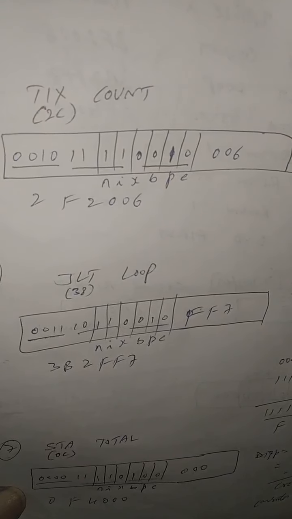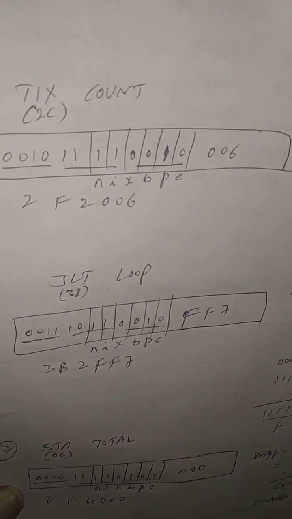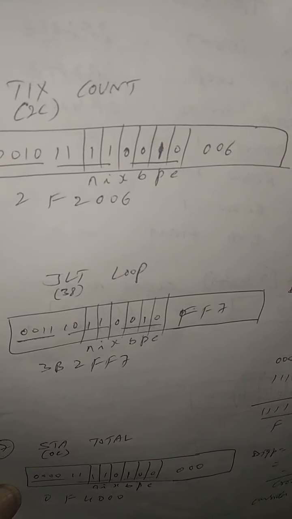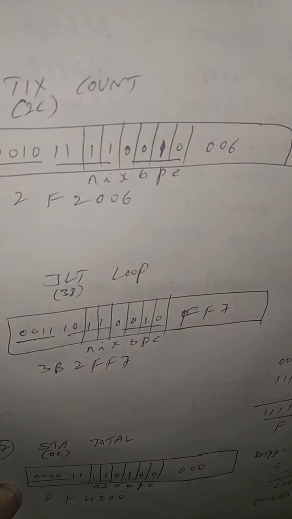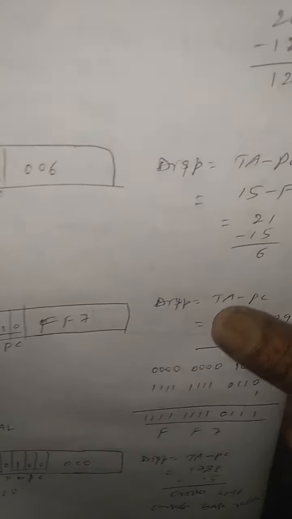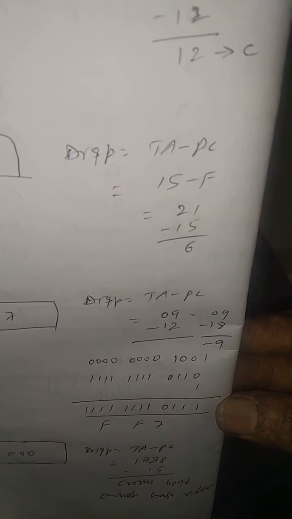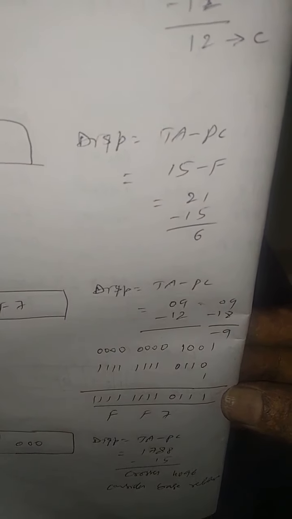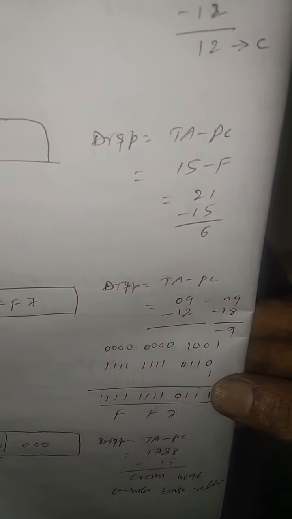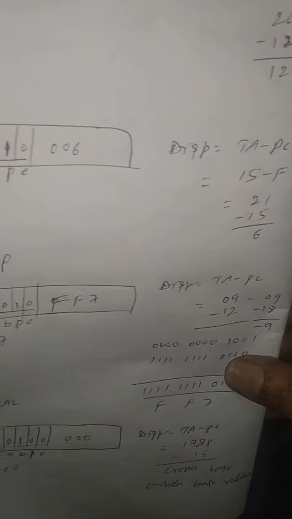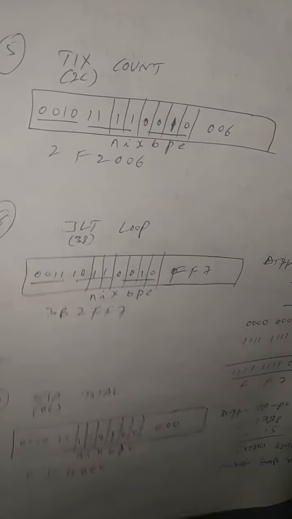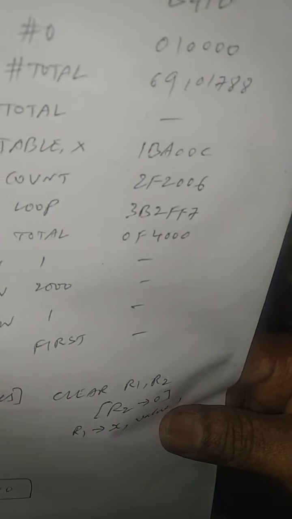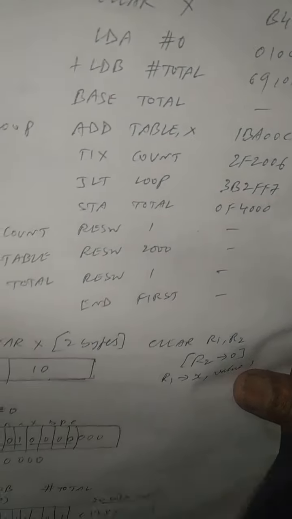Last 2 bits are taken by N and I. And again it is PC relative. So make P as 1, N and I as 1 and 1. X, B, E are all zeros. Now find the displacement, target address minus PC, which is 15 minus F, given by the value 6. So now it becomes 2F2006. So that is what is written here. Next is JLT loop.